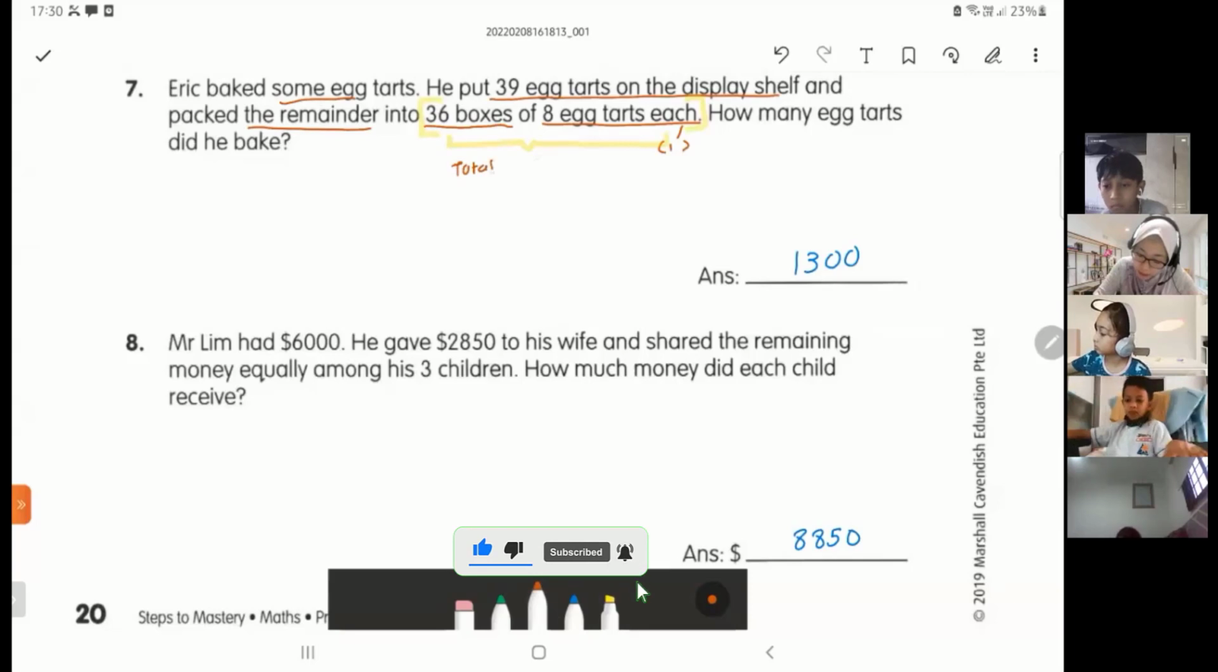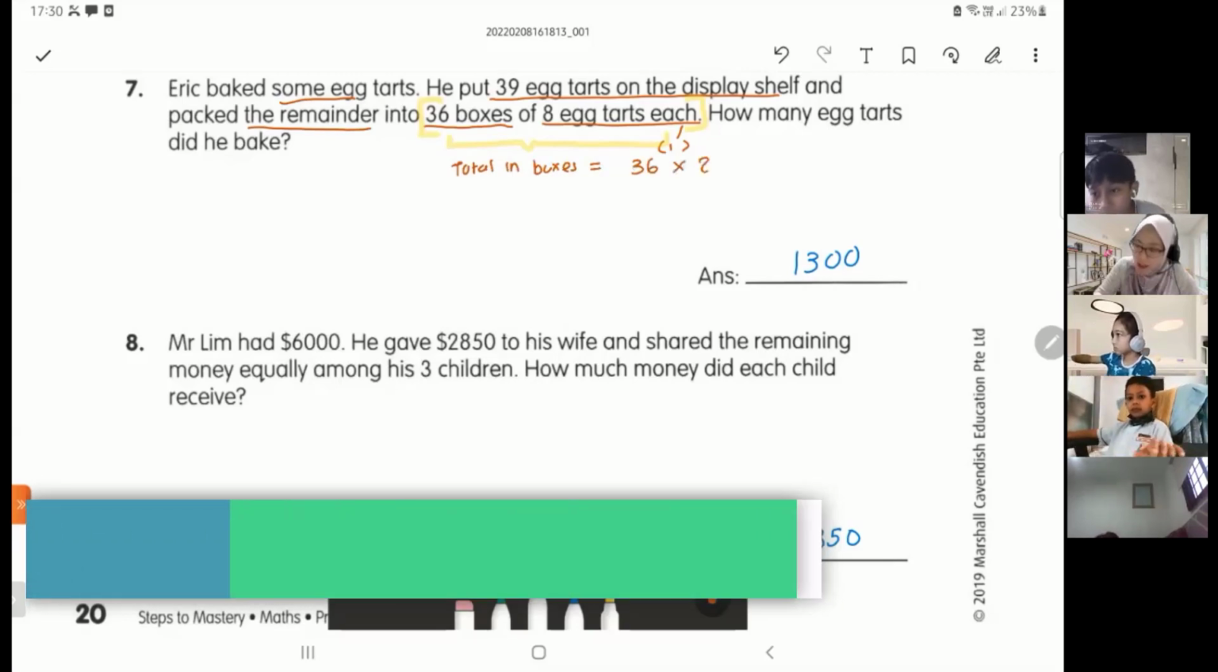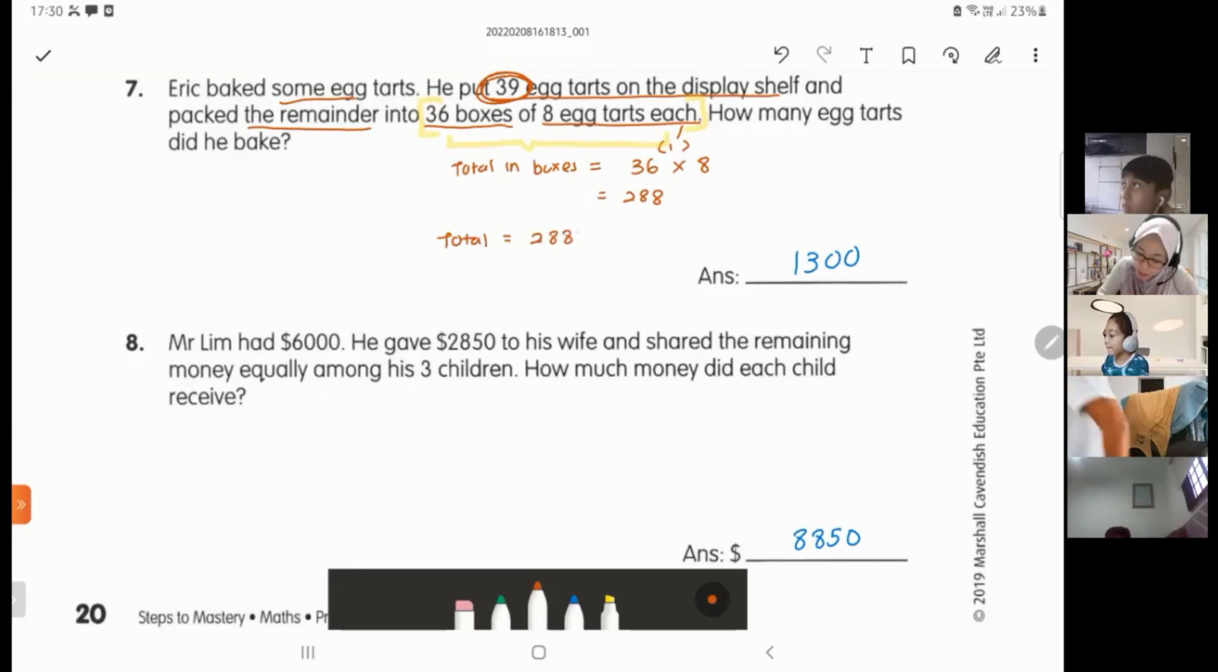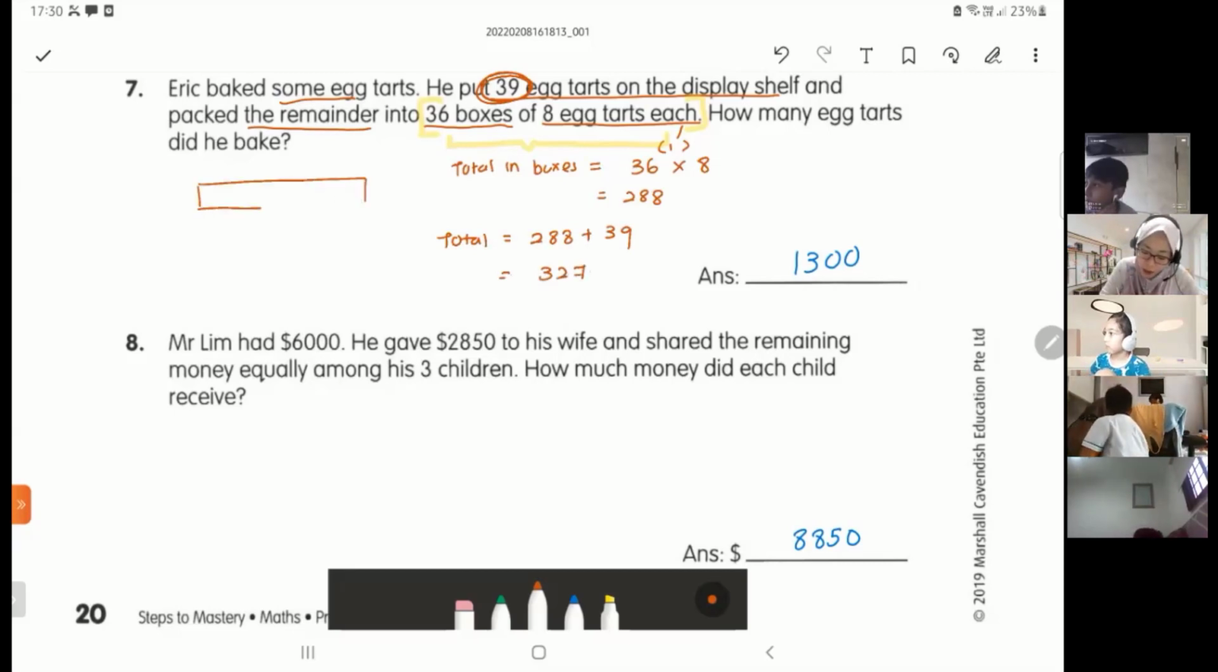Okay, so total in boxes will be 36 times 8, all right, equals to 288. So this is in boxes. Then the rest of it, which he put on the display shelf, is 39, right? So to find the total, you take 288 plus 39. Answer is 327. If you're not sure, if you want to see how I write it out in model, it looks like this.